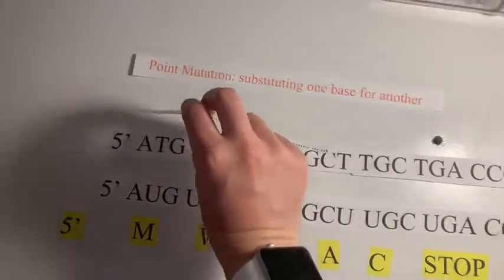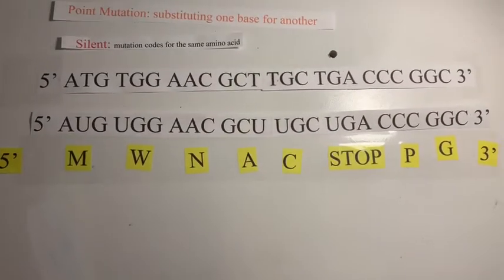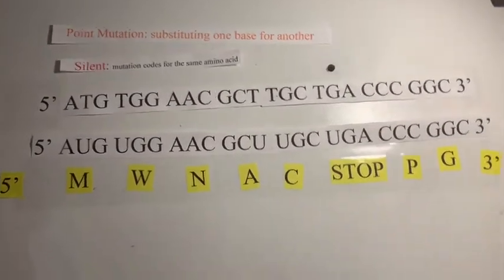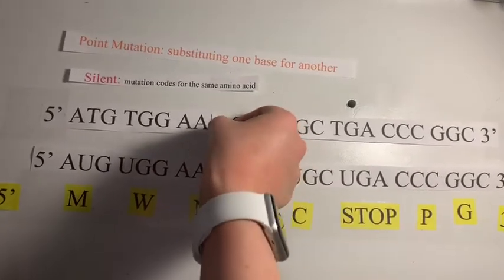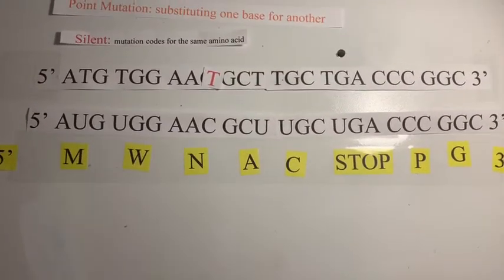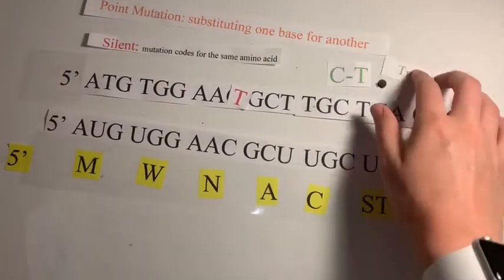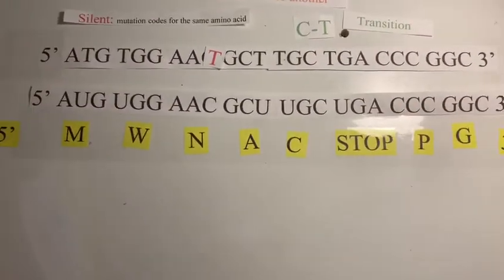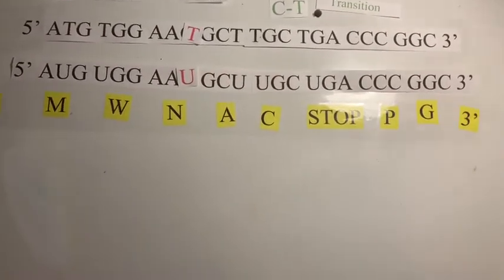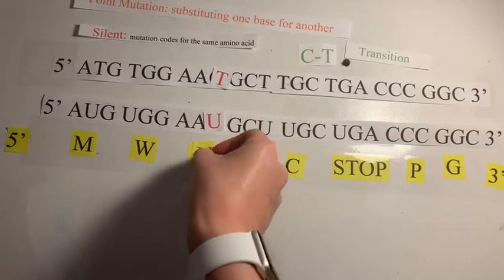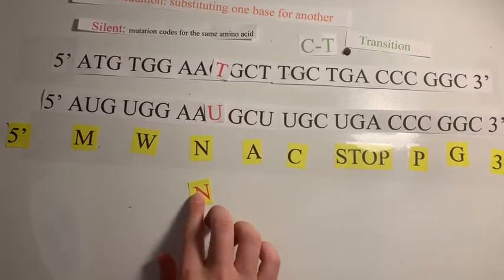The first mutation effect we're going to talk about is the silent one, which is when the mutation codes for the same amino acid. So as an example, we're going to change this C right here into a T. That's the base change of C to T, which is a transition. This causes the RNA to be coded as AAU, and in turn codes for the amino acid N. So you can see that even though the codon changed, it still codes for the same amino acid.